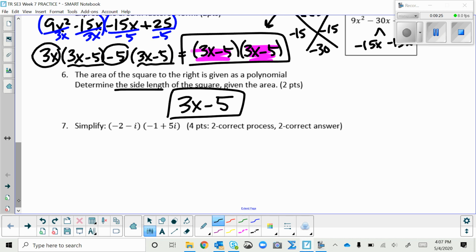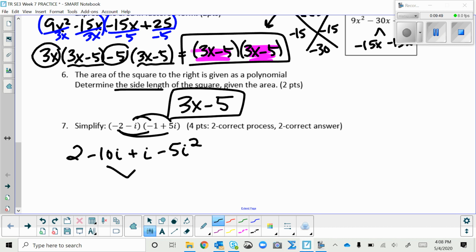And then the last one, number 7, we're FOILing these two expressions. Negative 2 times negative 1 is positive 2. Negative 2 times 5i is negative 10i. Negative i times negative 1 is positive 1i. And negative i times 5i is a negative 5i squared. I can combine these two things right now to give me negative 9i.